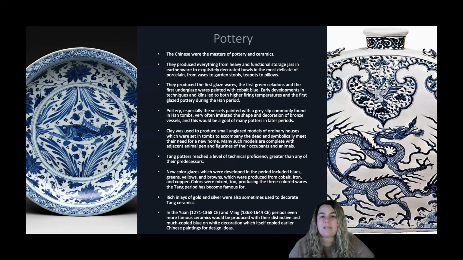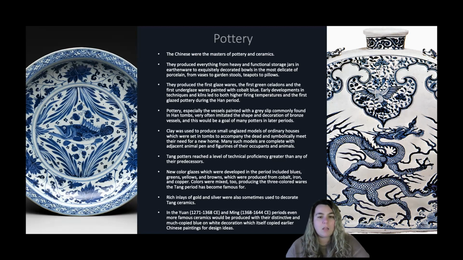All right, pottery. Chinese were masters of pottery and ceramics. They produced everything from functional things for storage, earthenware, those kinds of things. They produced the first glazed wares, the first green celadons, and the first underglaze wares painted with cobalt blue. So early developments in the technique and kilns led to both higher firing temperatures and the first glazed pottery during the Han period. There's some more information on this page.